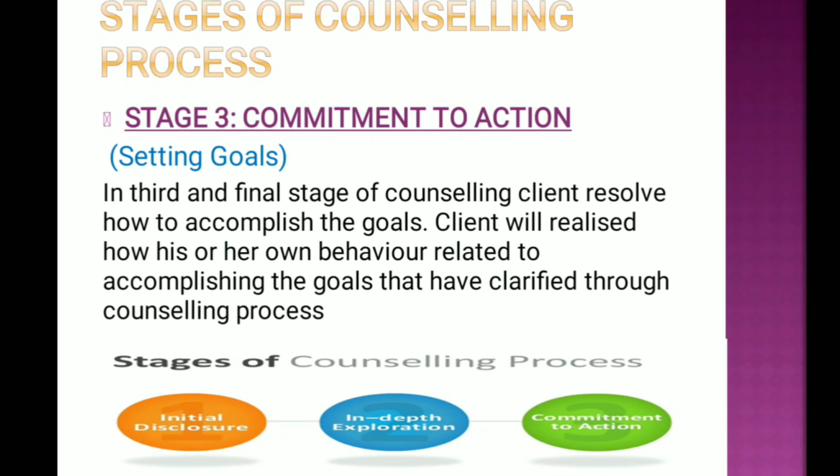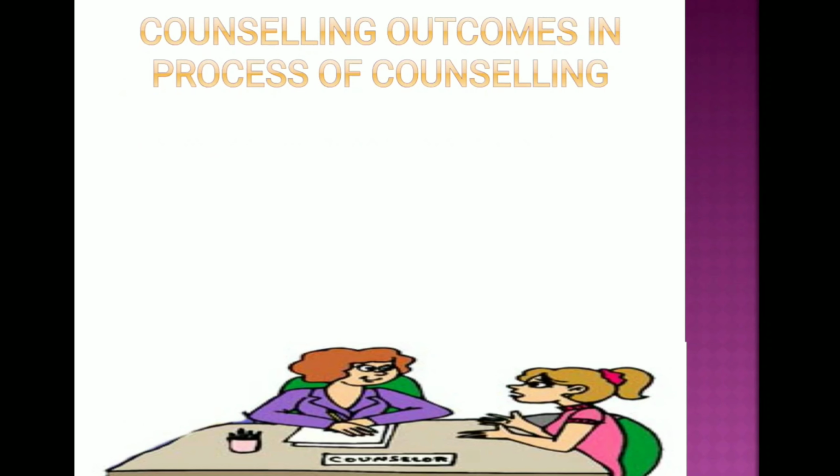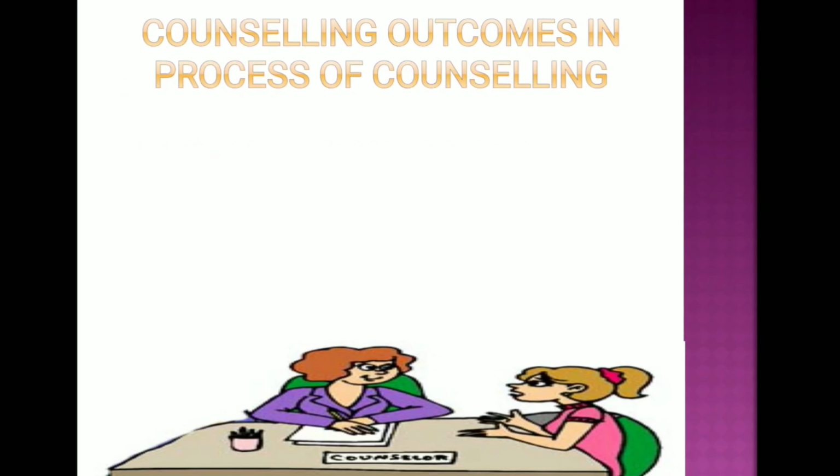In the third and final stage of counseling, the client resolves how to accomplish any goal that has come up during the previous two stages. So this stage includes recognizing possible alternative courses of action or decisions the client might choose and evaluating each of them in terms of likelihood of the outcomes. Once an action decision is made, the client usually tries some new behavior or habit. We discussed the three stages of process of counseling.